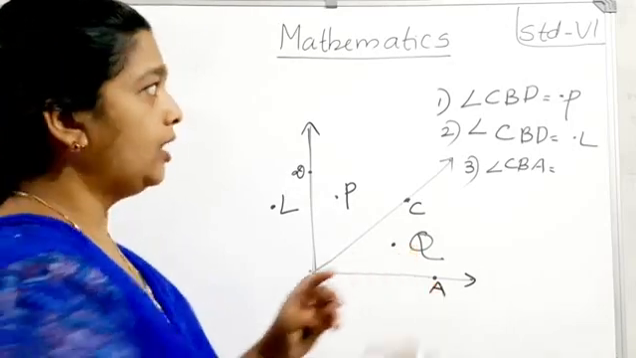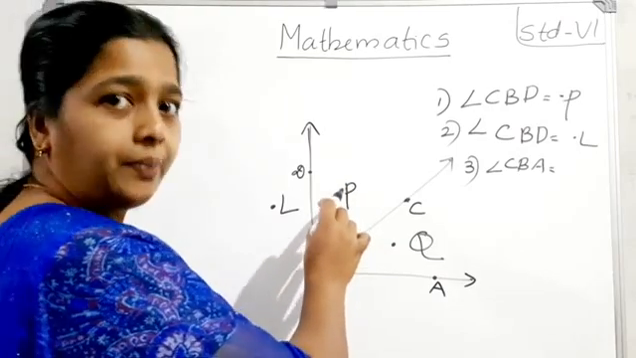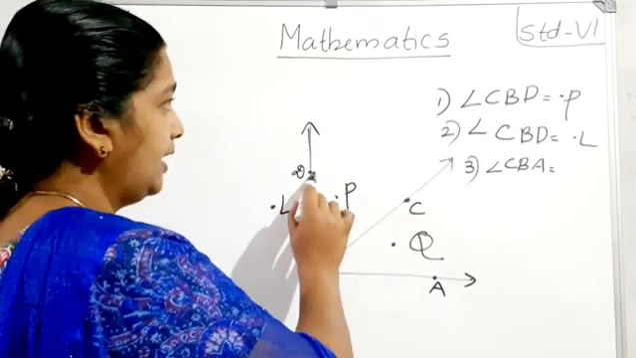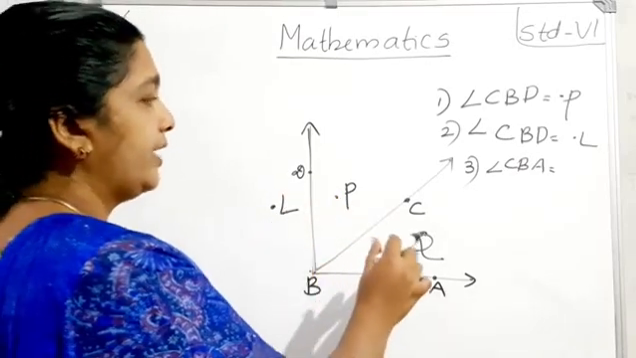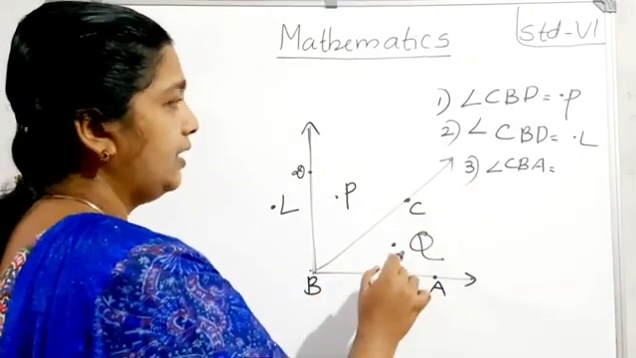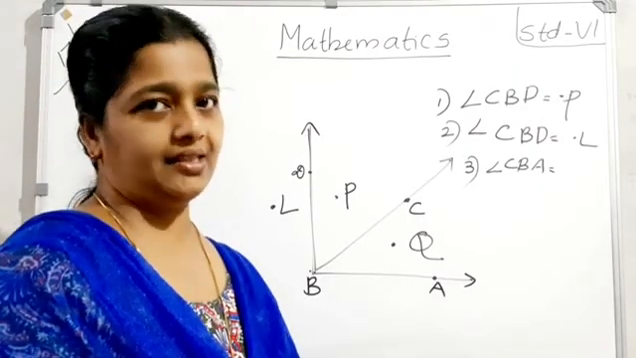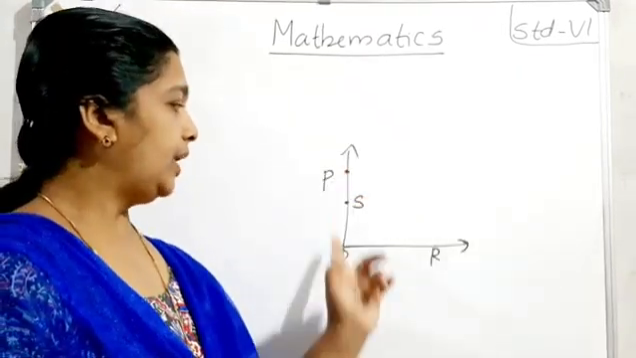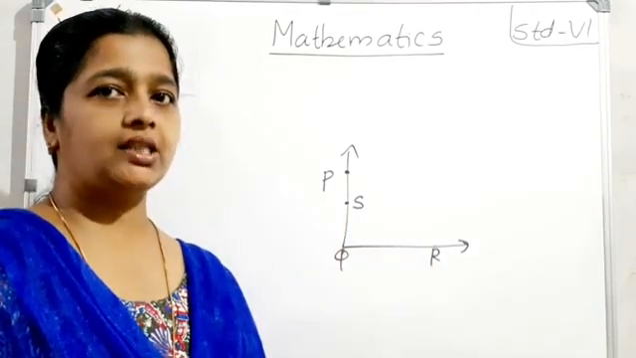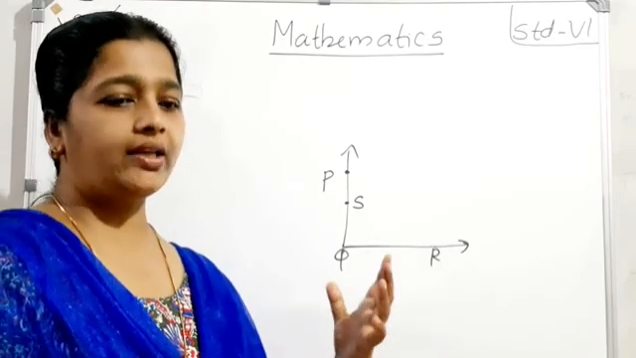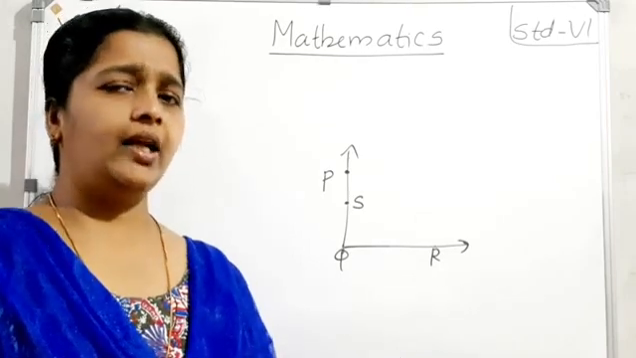Understand? Once more. From CBD, the interior point is point P. From CBD, the exterior point is point L. Next, in CBA, the interior point is point Q. Next question, from PQR, angle PQR, point S is in dash position. That is on. Understand? Clear? Yes.